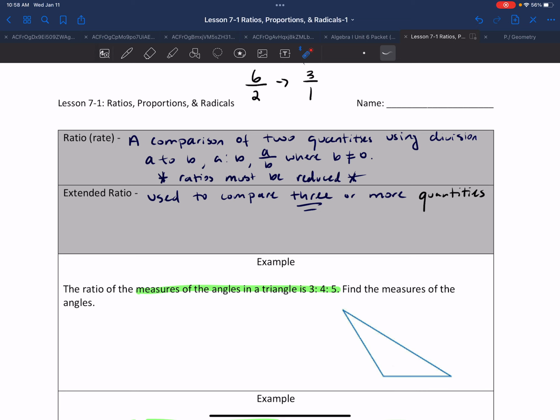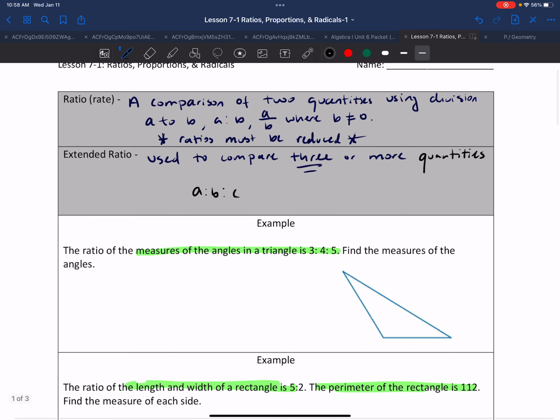Now an extended ratio is used to compare 3 or more quantities. What that means is that you could have a form A to B to C. Just like over here, this is just 2 quantities. Now I'm dealing with something involving 3 or maybe more quantities. This is 1 quantity, that's another quantity, that's another quantity, and it can keep going forever and ever. So let's go ahead and take a look at extended ratios in a geometry context.